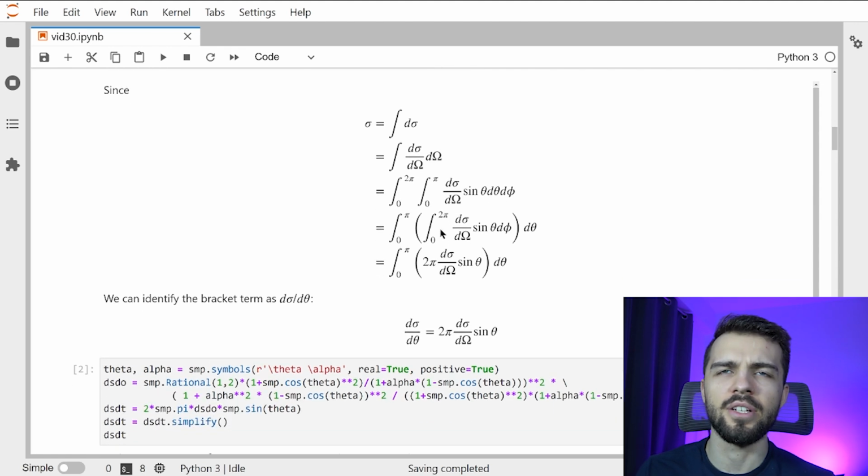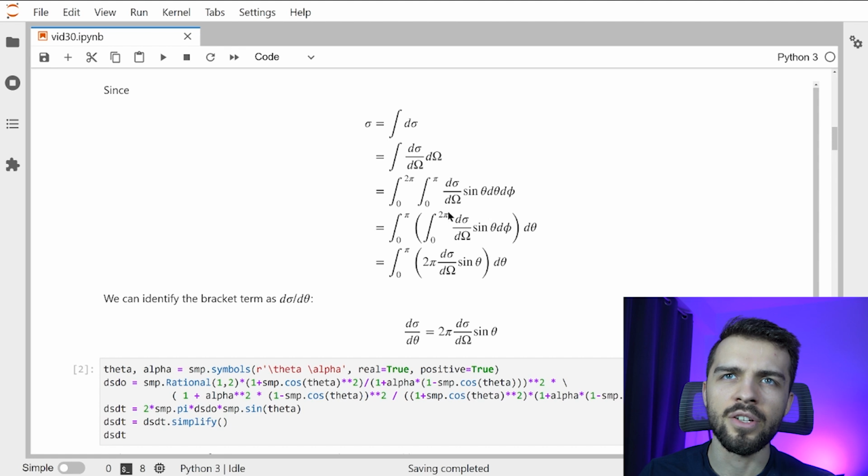And then I just rearrange these slightly. So I have the integral from 0 to pi of this term in brackets times d theta. There's no phi dependence in this integral, so it's just 2 pi times this. And I have the integral from 0 to pi of something d theta, and that's equal to sigma. So by definition, this bracketed term has to be d sigma d theta, because if I integrate d sigma d theta over all theta, I get sigma. So I identify this as d sigma d theta.